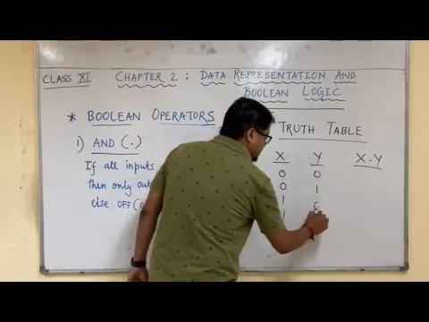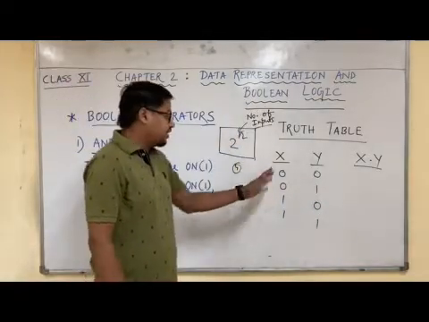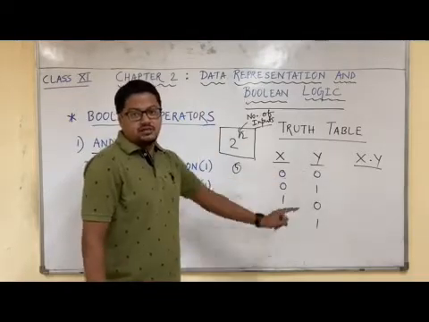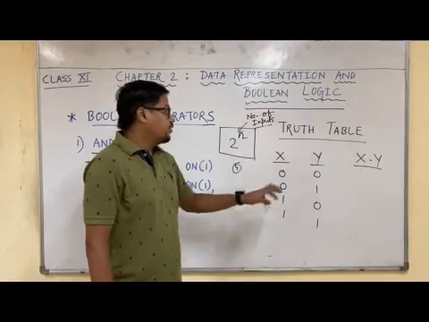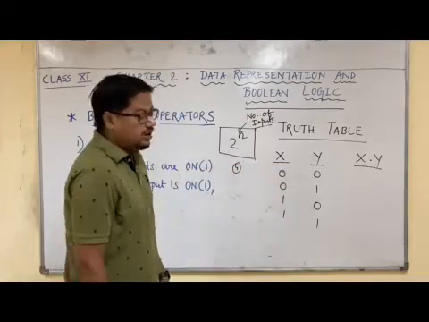0, 1, 0, 1. Okay. So how did we write? We did not write any random numbers. We followed a pattern: 0, 0, 1, 1, 0, 1, 0, 1. Now next we will do the truth table for 3 variables. Then you will be more clear how this thing is actually working.